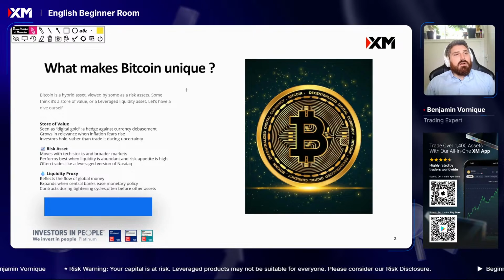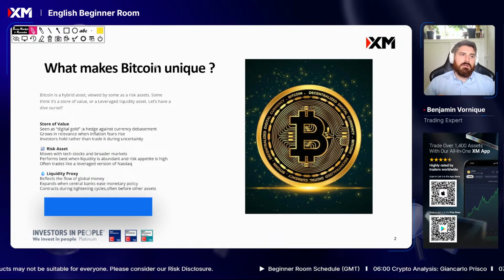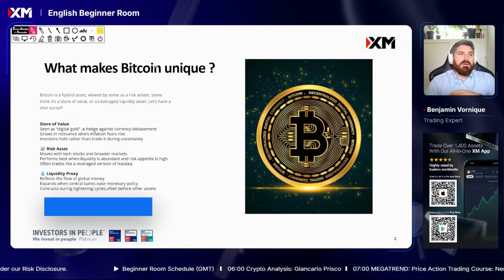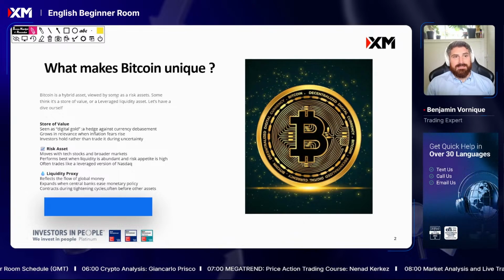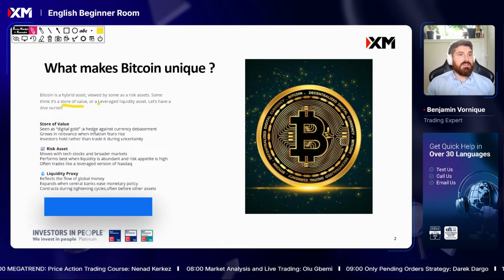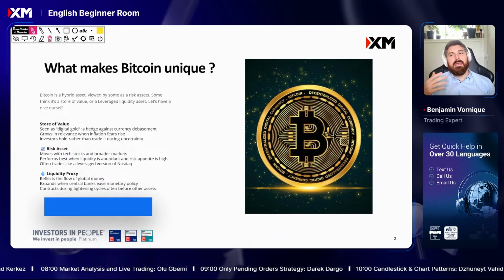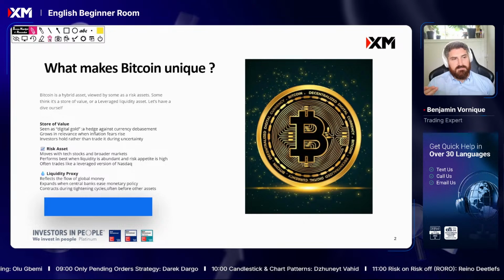So Bitcoin, the idea about Bitcoin is that it's really a hybrid asset, because it's very different from the traditional assets or ETFs we usually have. Some people see Bitcoin as a risk asset. Some people see it as a store of value, a sort of digital gold, and some see it as a leveraged liquidity asset. Okay, several narratives for Bitcoin, and every few years Bitcoin is really evolving into a new narrative.